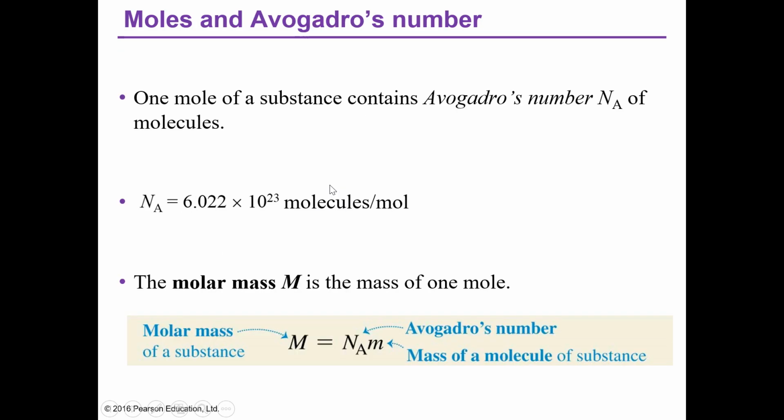Okay, so next we have the mole and Avogadro's number. 1 mole, take note, of a substance contains Avogadro's number, denoted by Na, of molecules, and that is a constant, which is equal to 6.022 times 10 to the 23 molecules per mole. And the molar mass M is the mass of 1 mole. M can be written, in terms of Avogadro's number, as M is equal to Avogadro's number times the mass of a molecule of a substance.